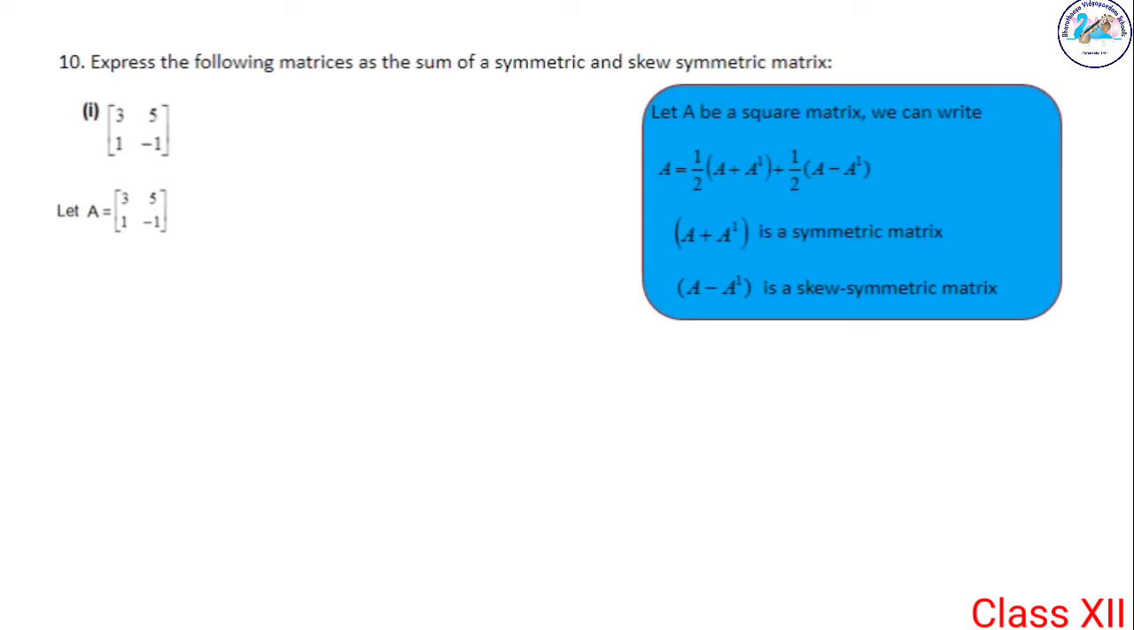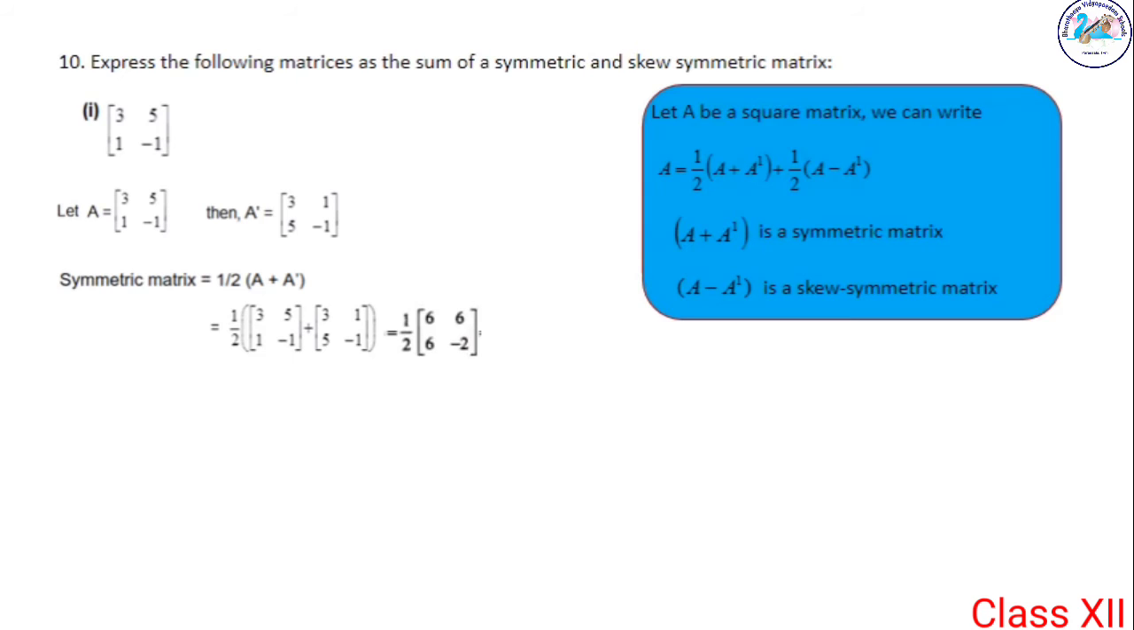So we will take the given matrix as A and we will go for A transpose. Then first we have to go for the symmetric matrix, that is, as we have already learned, A plus A transpose. So 1 by 2 into A plus A transpose we have to write for balancing this equation. So 1 by 2 into A is substituted, A transpose is substituted, then 1 by 2 into, when you add 3 plus 3 it becomes 6, 5 plus 1 that is 6, 1 plus 5 that is equal to 6, minus 1 plus minus 1 that is equal to minus 2.